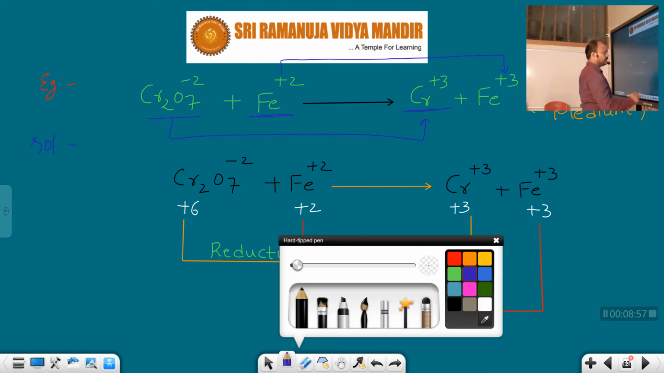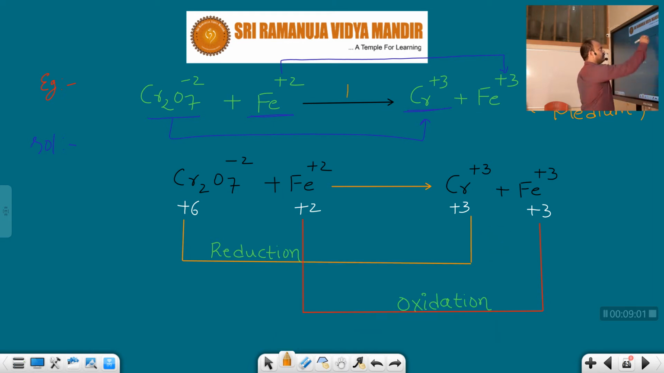This takes place in the presence of acidic medium, in the presence of H+. Whenever H+ is given, the reaction occurs in the presence of acidic medium.